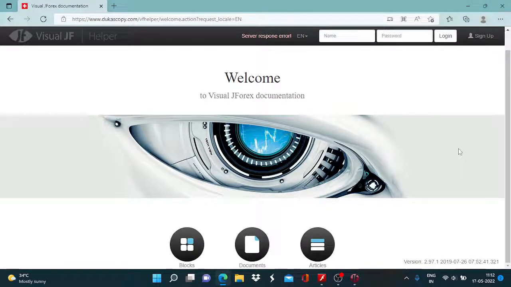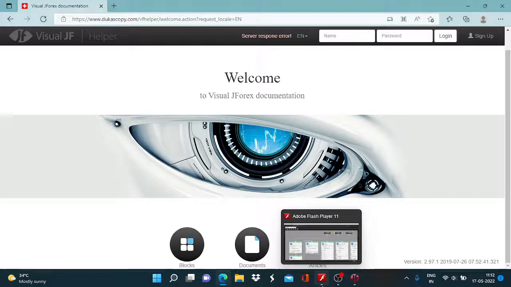I welcome all of you to today's session of Visual JForex, in which we will continue our work using the indicator Zigzag. This is the third and final part of this series involving this indicator. So let us now head to the Visual JForex board, which has been developed by the Dukascopy Bank SA.